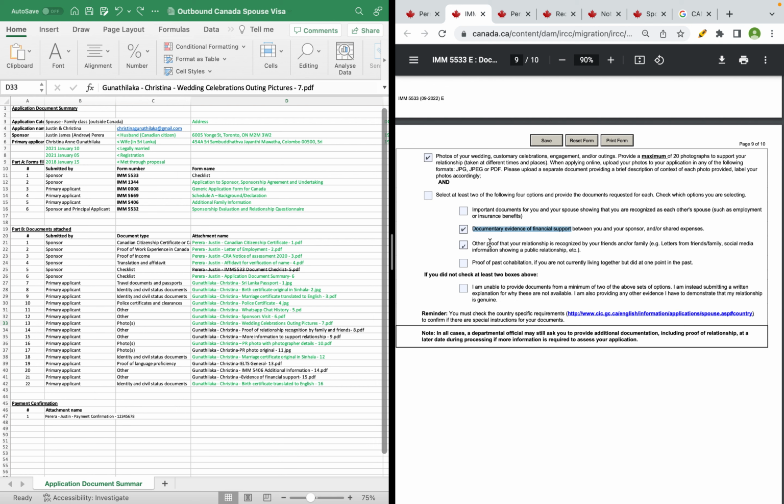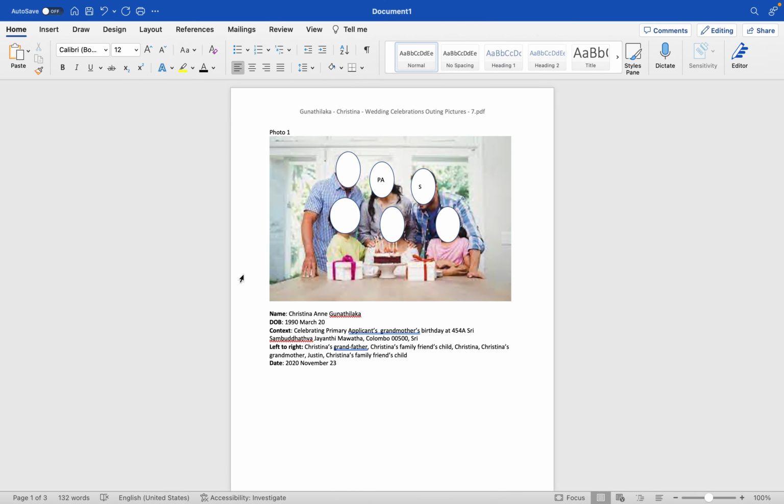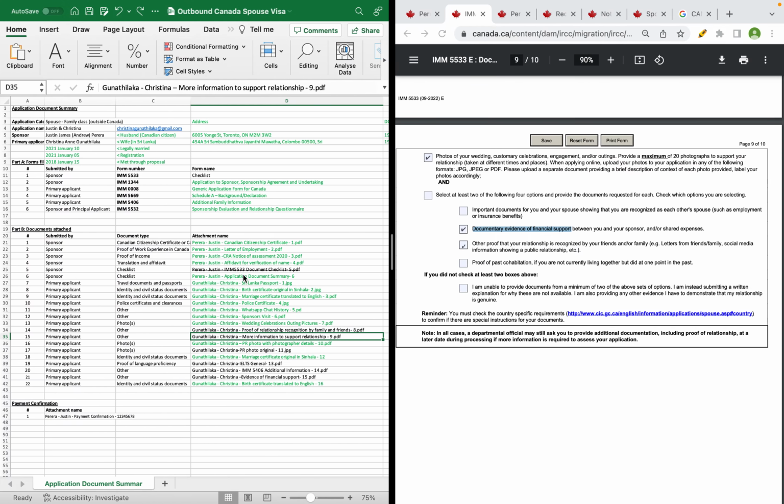Again we provide the screenshots in a Word document with explanations, then we convert it to PDF and attach it as the evidence of financial support document. So it's this one, it's about that.